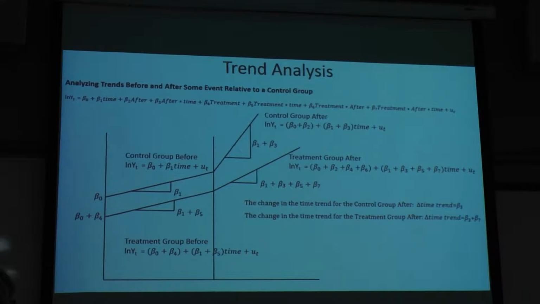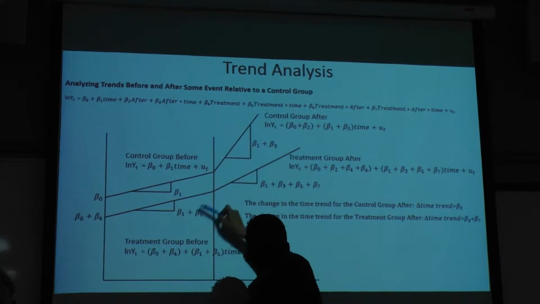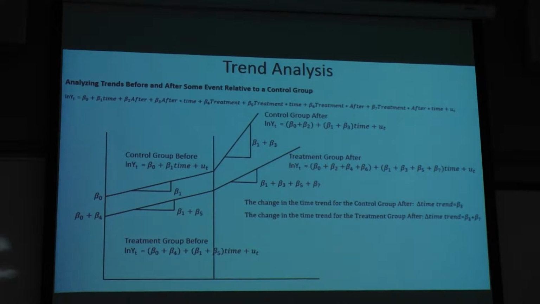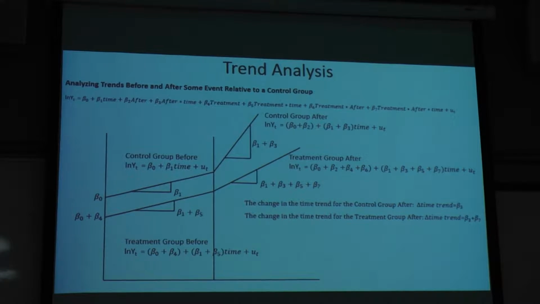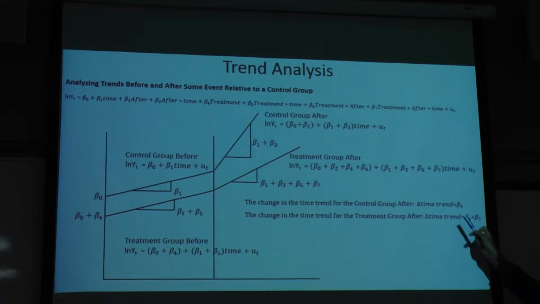So we're not going to compare slopes. We're not going to compare this slope and that slope. We're going to compare what? The change in slopes. Because we want to see if the treatment resulted in differential changes. That's what we want to look at. So if beta 3 plus beta 7 represents the change in the treatment group after the treatment, and beta 3 represents the change in the control group after the treatment, what's the difference of the changes?